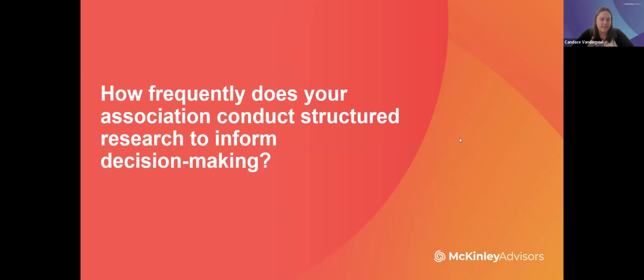Are you an organization that is conducting your research on a regular basis, multiple surveys or research efforts happening throughout the year? Is this more of an annual or biannual process? Or are you more in that camp of, we don't really have any structured research. We'll maybe send out a survey every few years, but there's no timeline, there's no set structure around how that information is getting collected. And I'll give you all just a minute to respond to that.